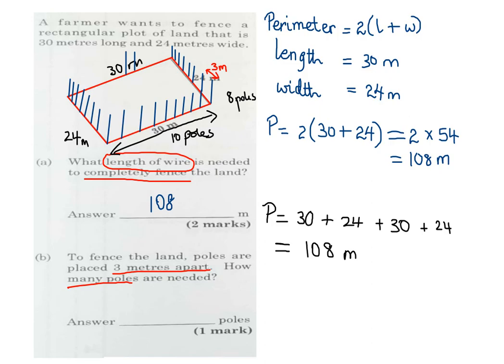1, 2, 3, 1, 2, 3, 4, 5, and then 1, 2, 3, 1, 2. All right, so let's see. 1, 2, 3, 4, 5, 6, 7, 8, 9. I'm missing 1. I'll just throw 1 in here.